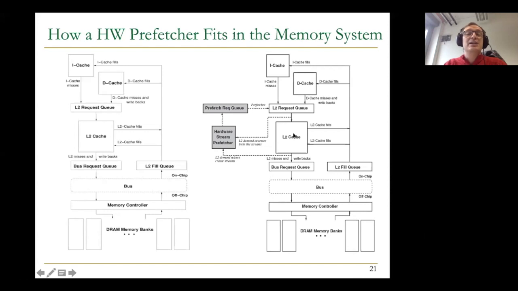So let's assume that you see a stream, I don't know, address A+3, A+8, A+13, A+18. So that's a +5 stride, right? +5 in terms of cache blocks. So you basically figured out in your tables that you have a stride of +5, and then you basically generate prefetches, A+23, A+28, A+33, A+38, put them into the prefetch request queue, and then you basically send it to the L2 cache. And again, this is a design choice. Putting it into the L2 request queue might be a good idea. Some prefetchers directly put it over here.